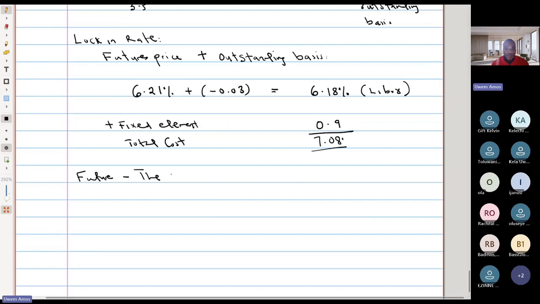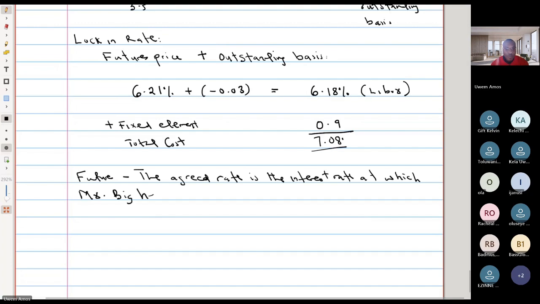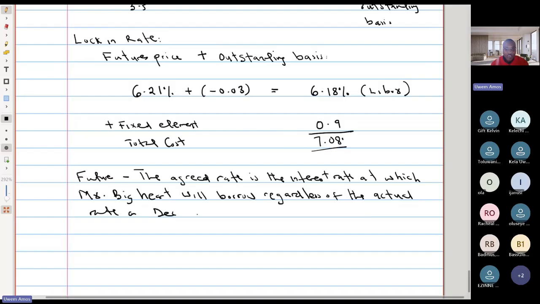Okay. So one key note about futures is that the agreed price, or the agreed rate, is the interest rate at which Mr. Bigard will borrow, regardless of what the actual interest rate is on December 16, regardless of the actual rate on December 16, which is when he needs the money.